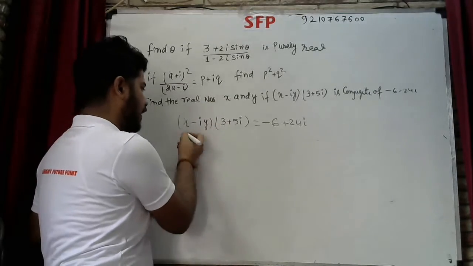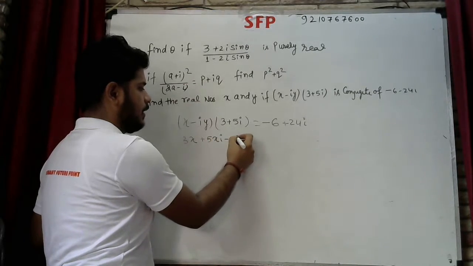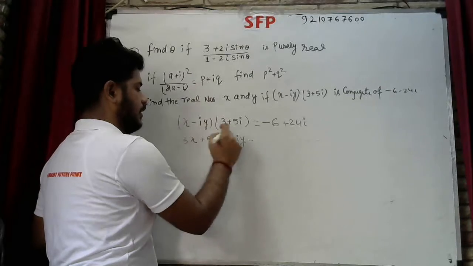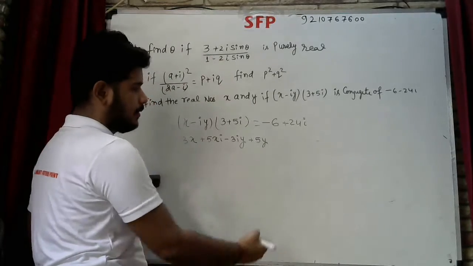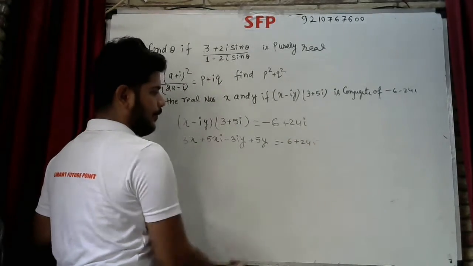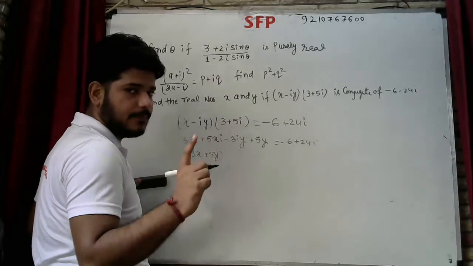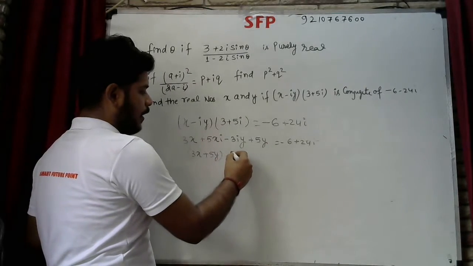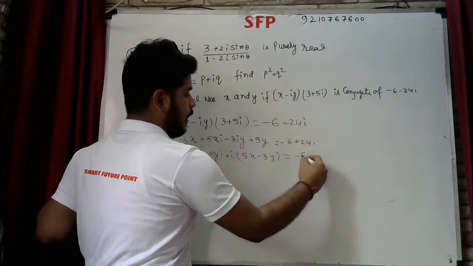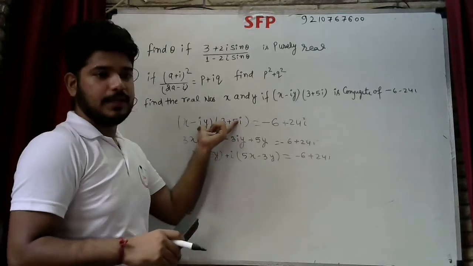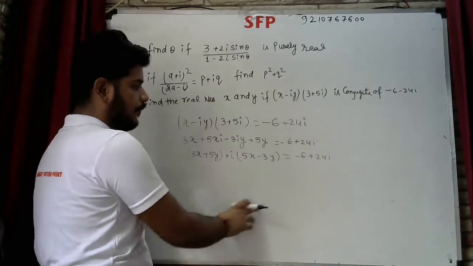If we solve it out, we will get 3x plus 5x iota minus 3y iota minus 5y iota square. This will become plus. And this is minus 6 plus 24i. What are the real parts? This is nothing but 3x plus 5y. If you take iota as common, this will become 5x minus 3y. Right? What I have done is I have just multiplied this and rearranged both parts, real parts and imaginary parts. Now both are the same.